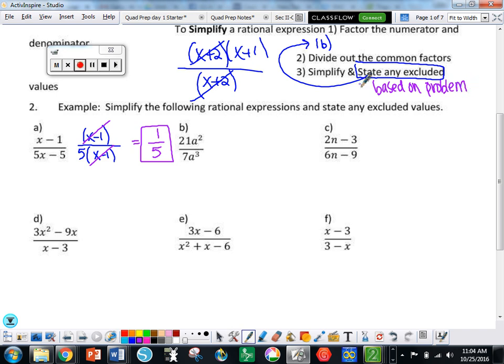Not necessarily on the final answer. So if I look at my problem right here, looking at my factored form, is there a number that x cannot be? 1. If x were 1, I would get 5 times 0, which would be 0, right? So my excluded value for this case, 1/5 is simplified, x cannot be 1. Two answers. Let's see excluded values. That's the first, and then 1/5 is the second. Just 1B.